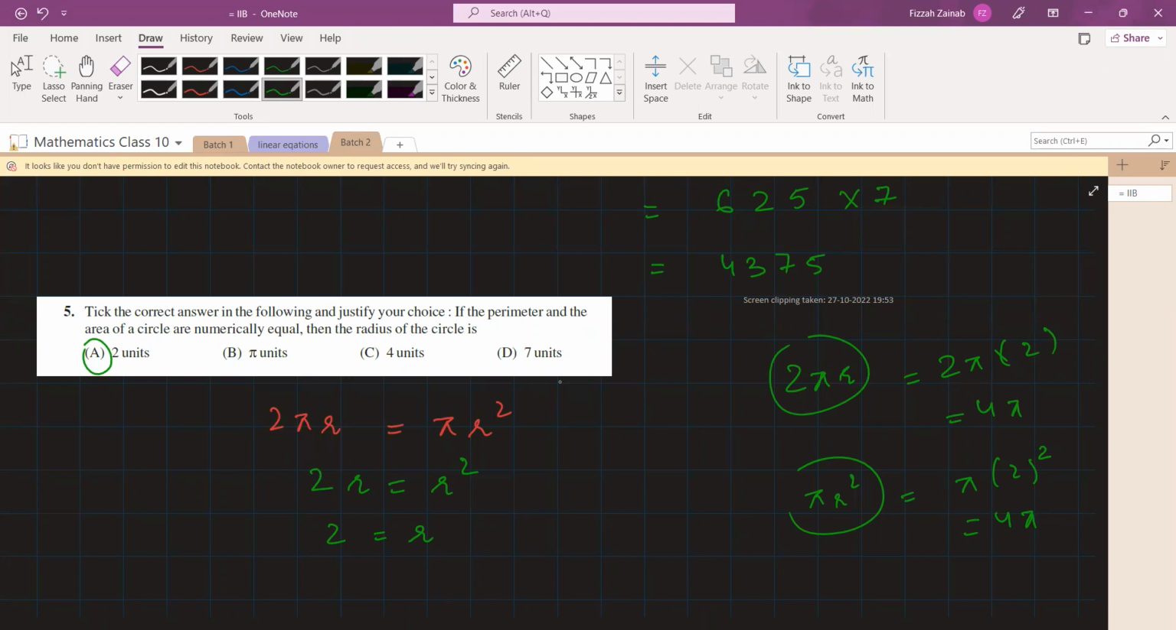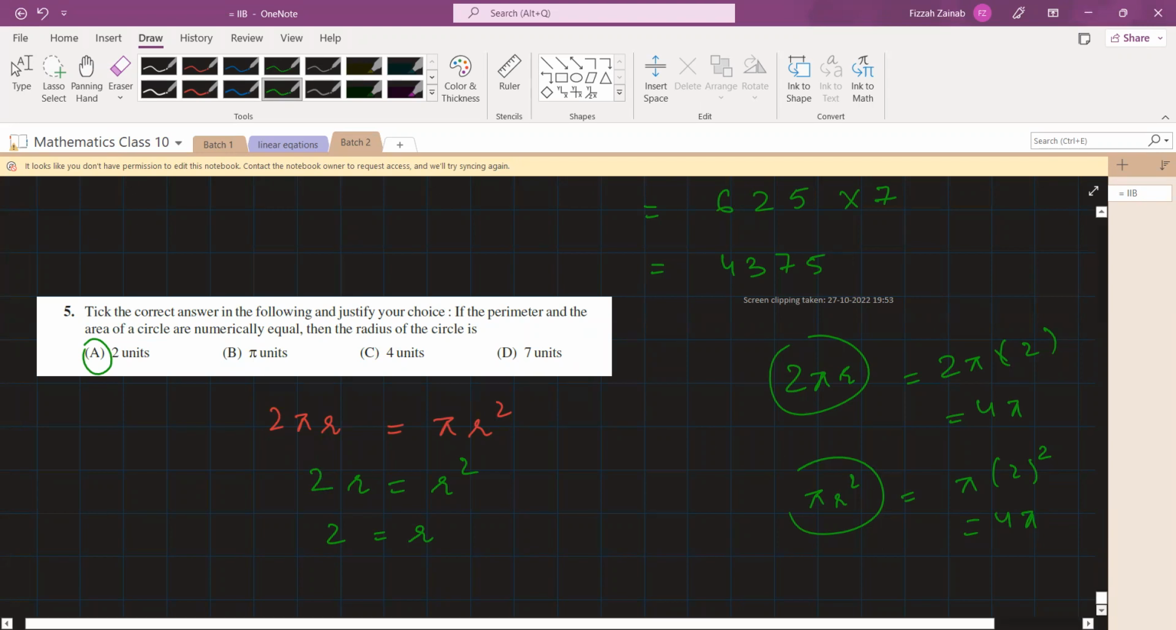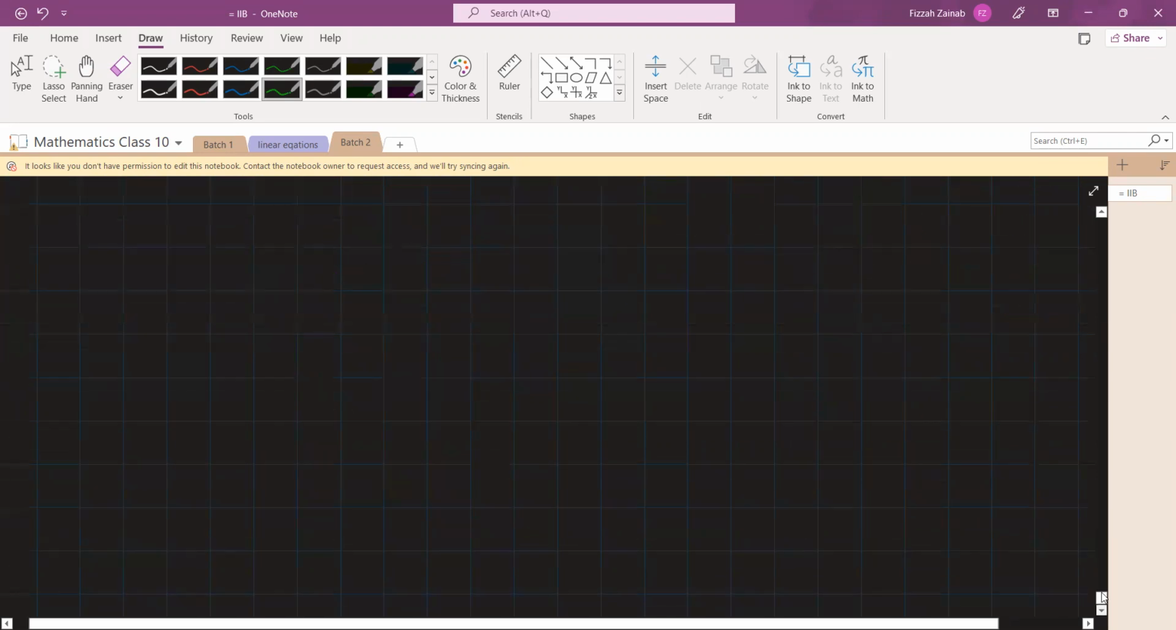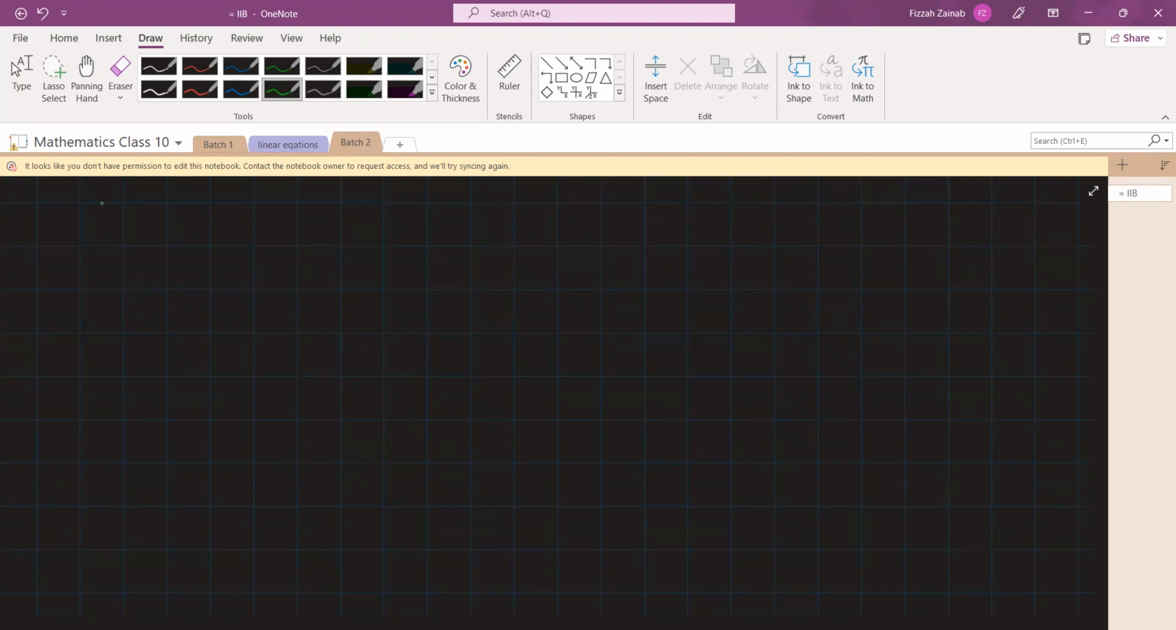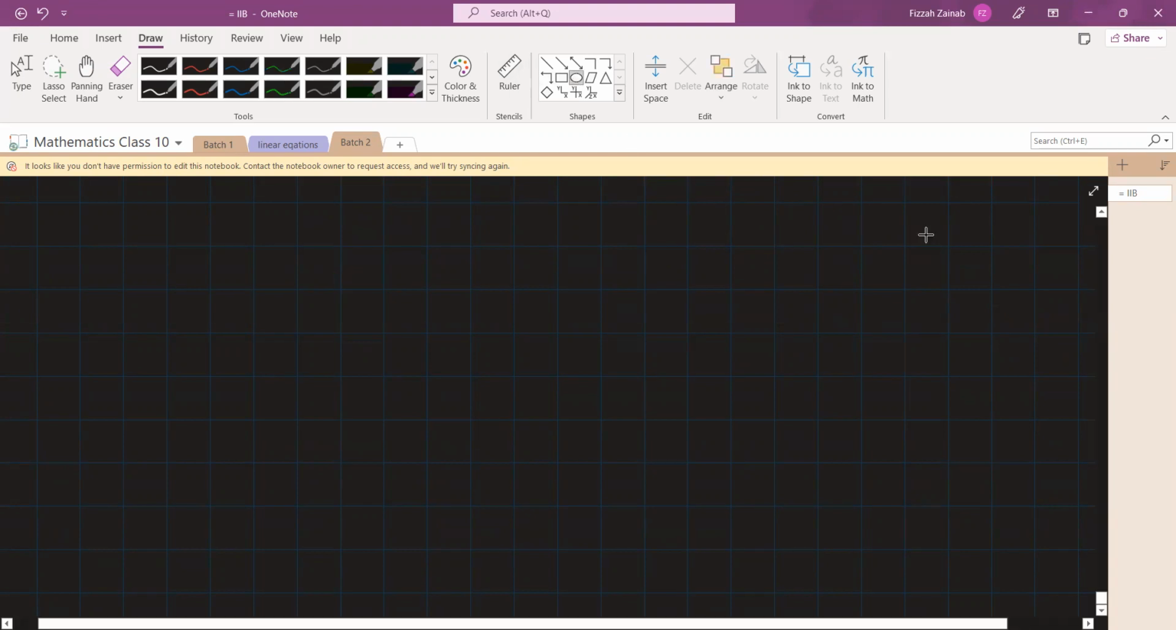Okay, ma'am. Now next topic. So far we were doing perimeter and area of the circle. A new thing you have to study is the area of the sector. Now what is a sector? You have to study area of sector and area of segment.